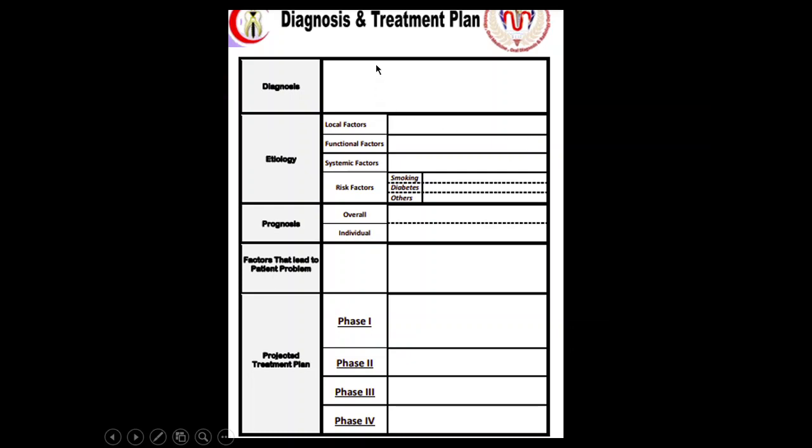So here in the diagnosis, we have localized or generalized gingivitis or periodontitis. Gingivitis ordinarily is a chronic gingivitis. We don't have acute gingivitis. We have only what are called acute gingival conditions. These acute gingival conditions are described in the literature, just like NUG, just like the acute gingival abscess.